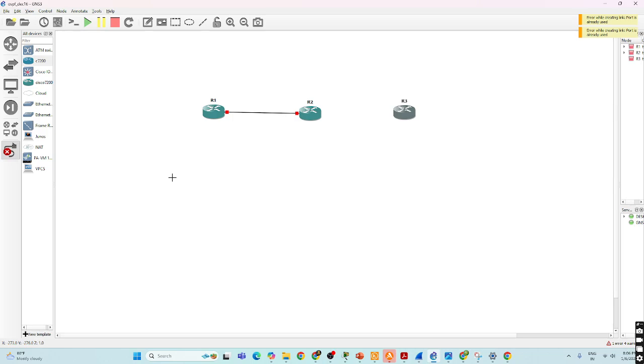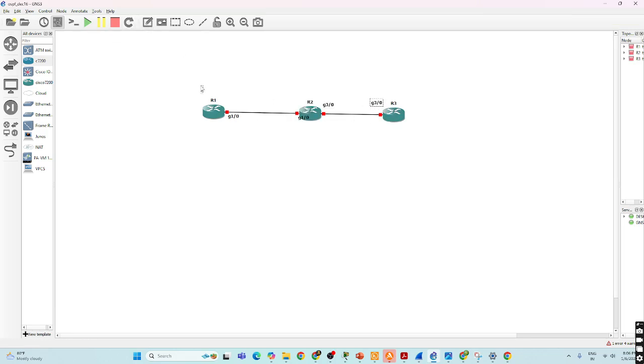Okay. Error creating a link, port is already being used. What port is already being used, brother? Let's see, 3/0. Okay. Fine. Cool. Perfect. So this is a connection.